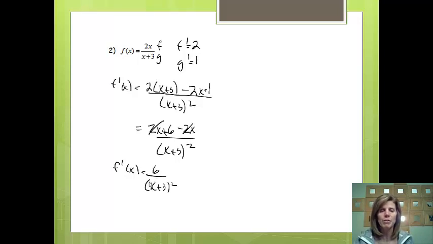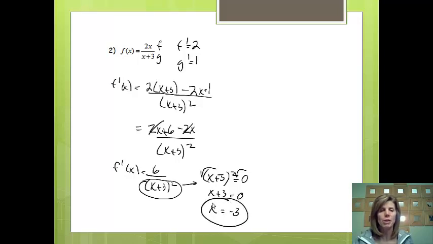But if I wanted to find out where the derivative would be undefined, that would be where the denominator equaled 0. So I'm going to take x plus 3 squared, set it equal to 0. I'm going to square root both sides. I'll get x plus 3 equals 0, and then solving for x, I'll get x equals negative 3. So that would be the critical number of this specific problem.